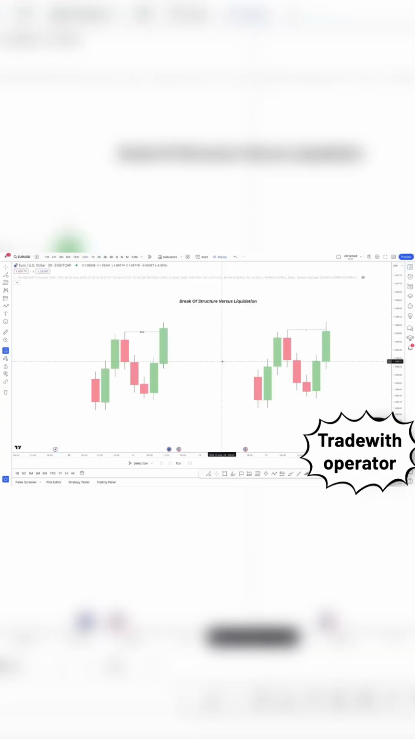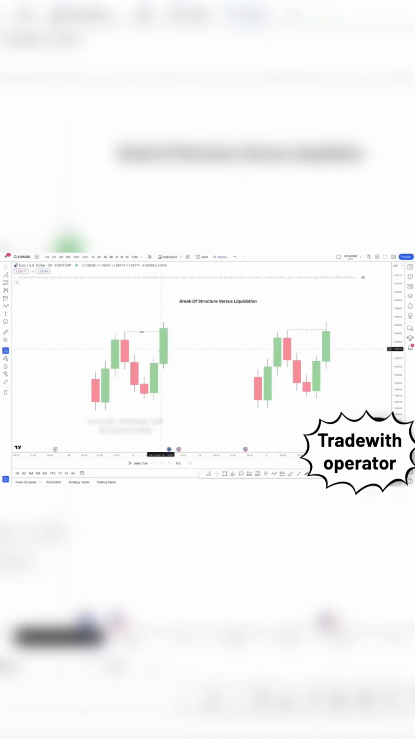The first principle is understanding the difference between a break of structure and a liquidation. The second principle is my box model, which will identify a proper high and a proper low every single time. And the third principle is my golden three pullbacks rule, which is something that completely transformed my trading forever. In front of me right now, we have two price diagrams.